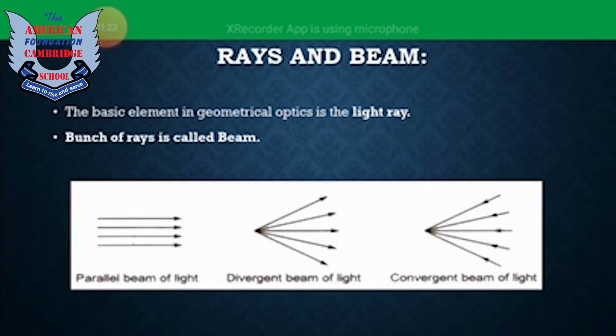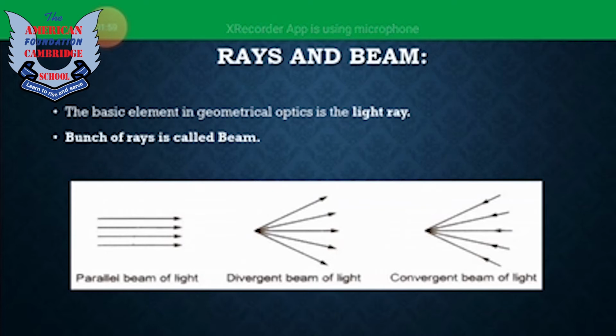Now, ray and beam. The direction of a very narrow path of light is known as a ray of light, and it is represented by a straight line with an arrow. A bunch or collection of rays is known as a beam of light. There are 3 types of beam of light. The first is the parallel beam, the second is the divergent beam, and the third is the convergent beam.